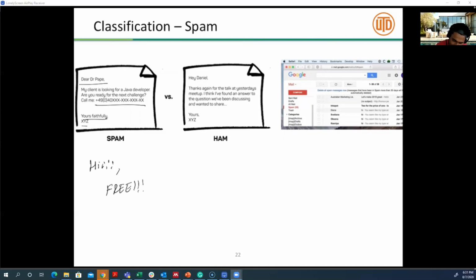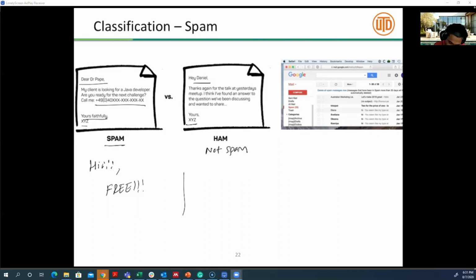And you have regular email that talks about regular conversations, right? So there'll be someone's name over there, and then the person who's sending it, and then some kind of regular conversation, right? So this is spam, and this is basically not spam, or ham, right? So spam is another classification problem. We briefly saw this in the first and second parts of this, right?